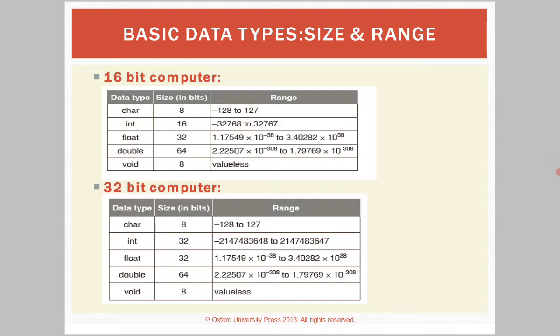Void means no return type or no data type, variables that are valueless. So these are the different data types and their size and range. Char means character data type. Int means integral or integer data type. Integer means whole numbers. Float means real numbers or decimal numbers. Double means long float. Void means no return type.